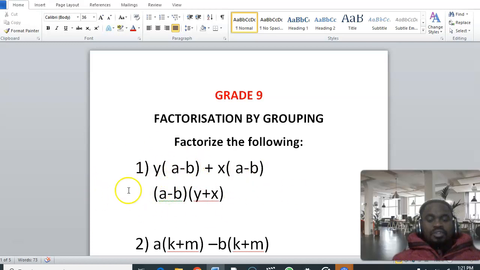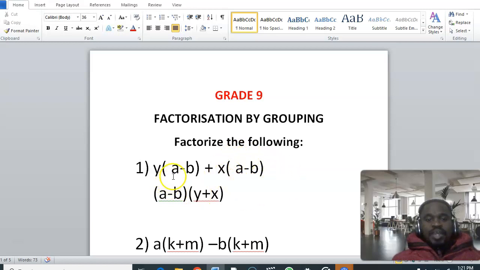Okay, now this one, factorization by grouping, assuming I have this question: y into bracket a minus b plus x into bracket a minus b. What's the meaning of this bracket? This bracket means times. So this is like y times a minus b plus x times a minus b.